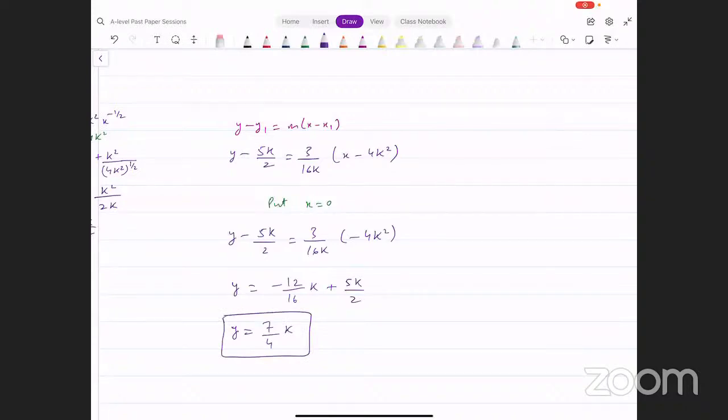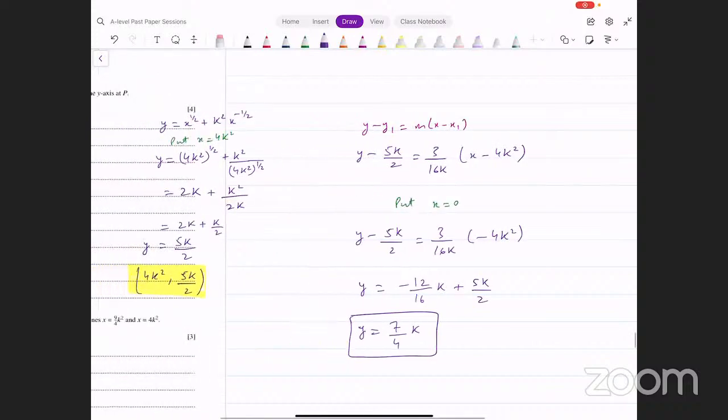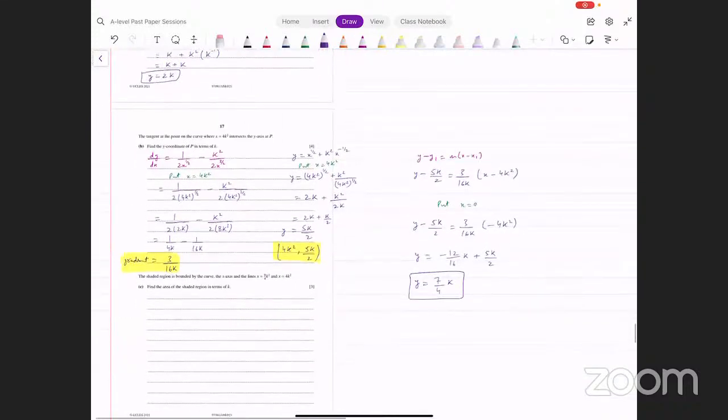Now it's a lot of working for 4 marks, but it's the last question. The last question में अक्सर difficulty level थोड़ा सा ज़्यादा होता है. This is what we get at the end. All right, that's part B. And now let's look at the last part now.